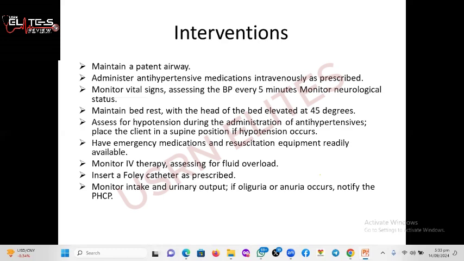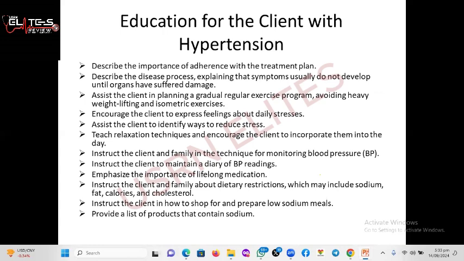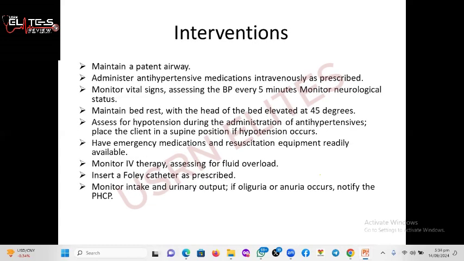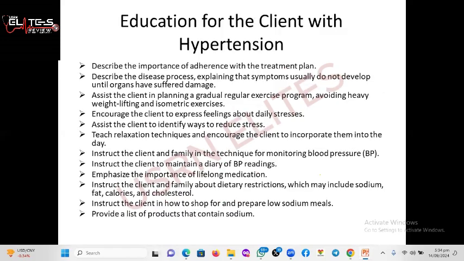You insert a catheter to monitor kidney function. That is urine output, very, very important. And then you inform the healthcare provider if it is noted that someone with hypertension, given your medication, is having oliguria or anuria. That is why we learned about the normal urine output the client has to have.